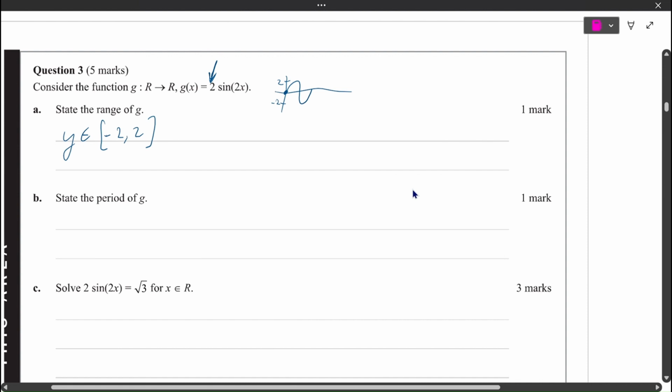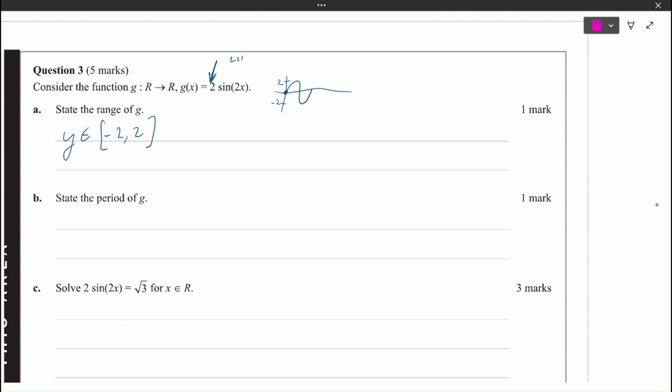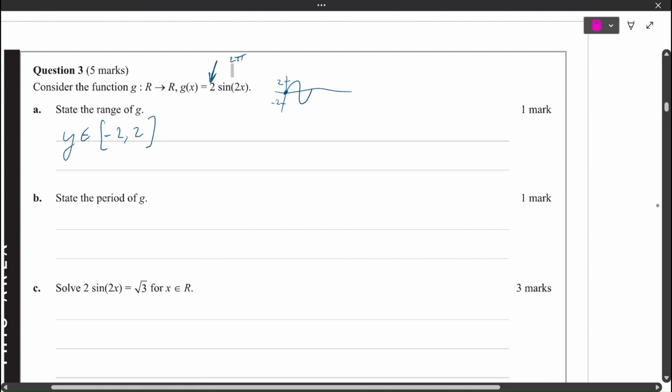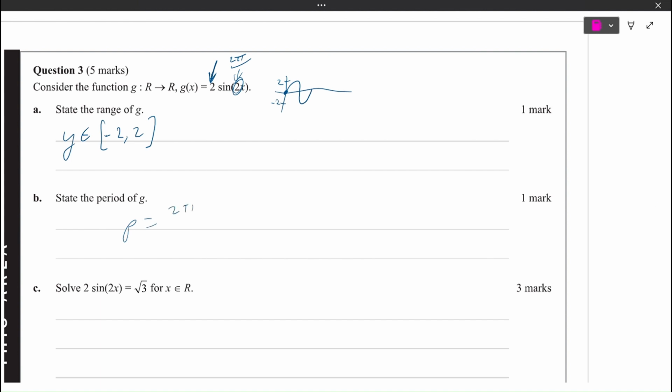Next one is state the period of the function. So the period of sine functions is just 2 pi on the coefficient of x, which is this value here, which is 2. So we can write p equals 2 pi on 2, which equals pi. This just means that the function repeats every pi, or every 3.14159, the value of pi.